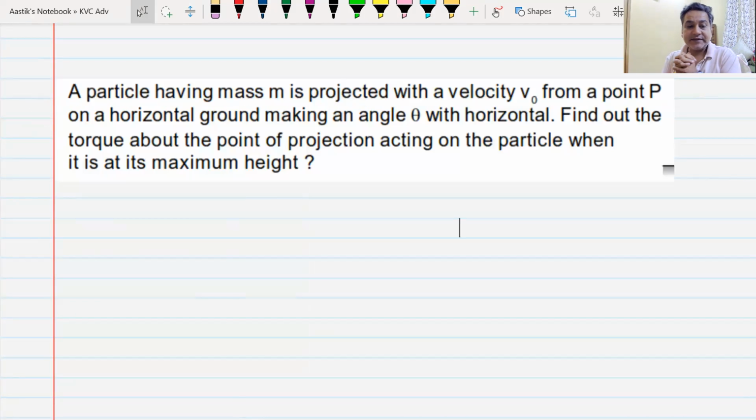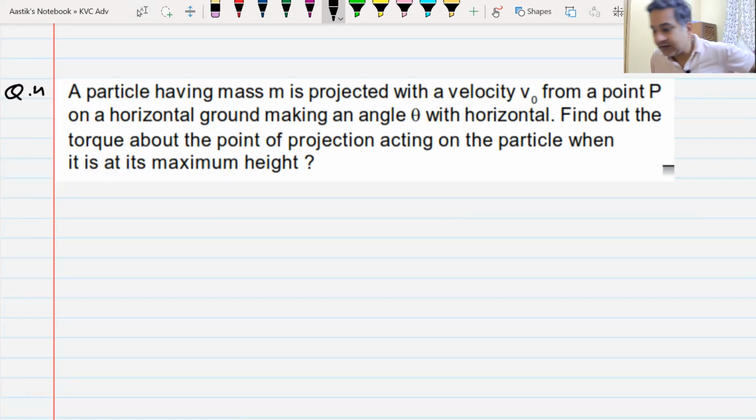A particle having mass m is projected with a velocity v naught from the point P on a horizontal ground, making an angle theta with the horizontal. That means that is a question of projectile motion. Find out the torque of obviously weight about the point of projection acting on the particle when the particle is at the maximum height. These are the type of questions that are in fashion these days. They are more likely to come.